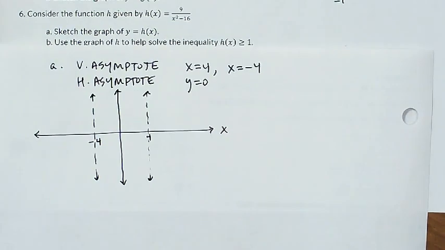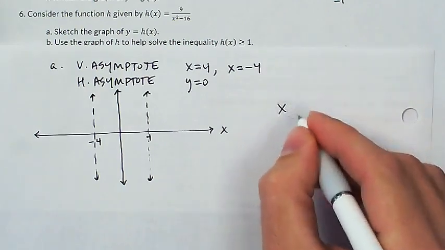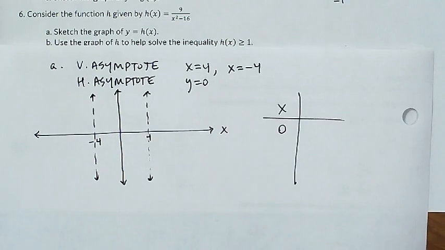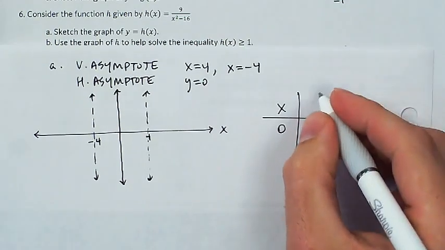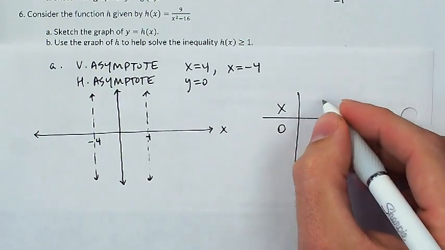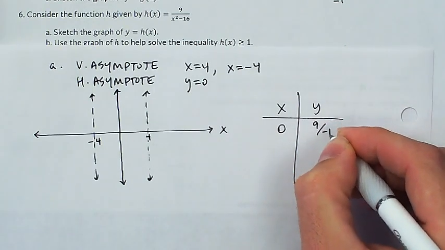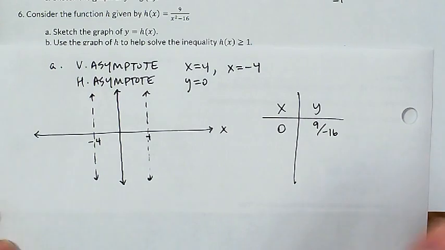At this point, it's like, okay, now what? And now what is, we're going to go ahead and just try some values. We're going to make a table of values, plot some points, and connect some dots. So I'm just going to choose x equals 0. When x equals 0, y, which is 9 over x squared minus 16, is just going to be 9 over -16. And that's a negative number.